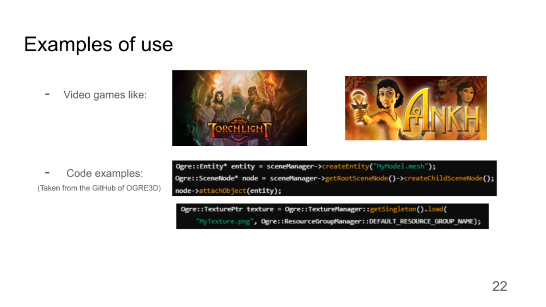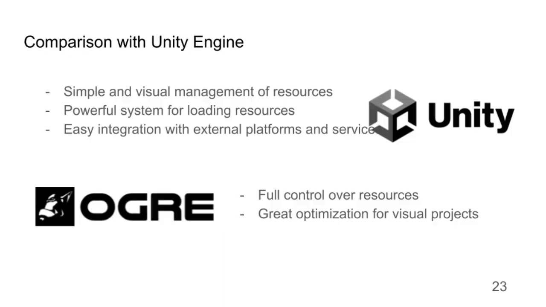Additionally, it is useful to analyze code examples showing how the graphics engine loads and uses different types of resources. For example, loading a 3D model into a scene from a .mesh file and loading a texture to be used in materials. Here you can see both examples with real code lines.